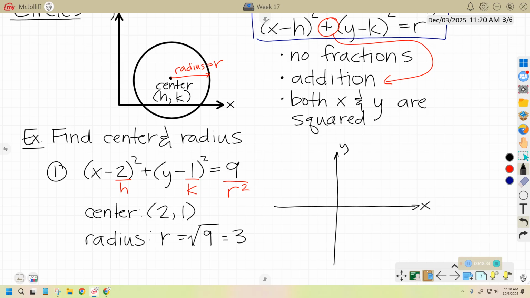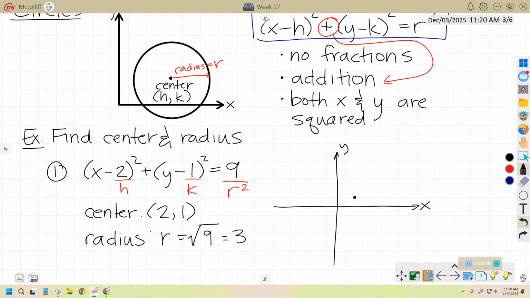So I know my center, that's where I'm going to start, is at 2, 1. So over 2, up 1, that's my center. And I know I have a radius of 3. And what I do is I choose 4 directions and make a dot 3 points away: up, down, left, right. And it should be 3 squares away from my center.